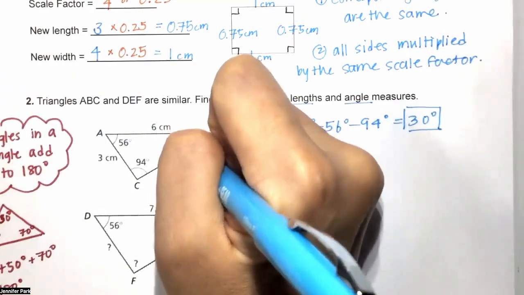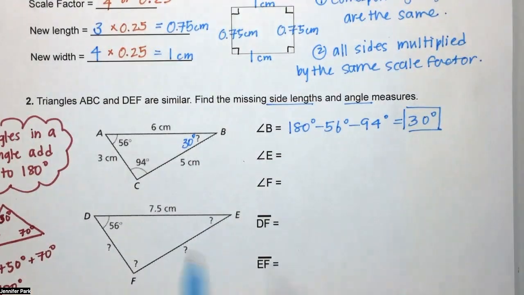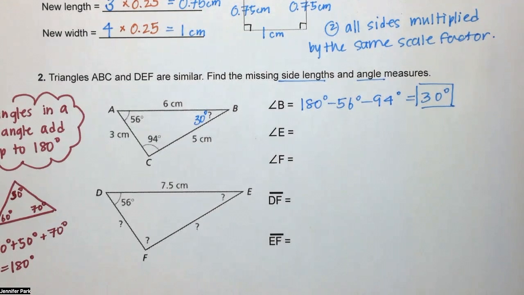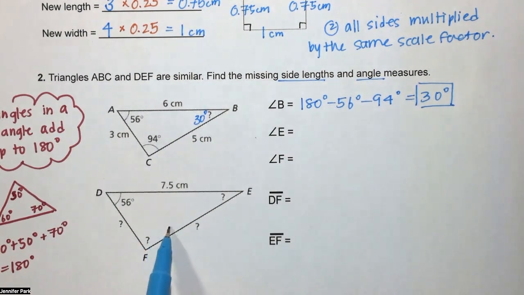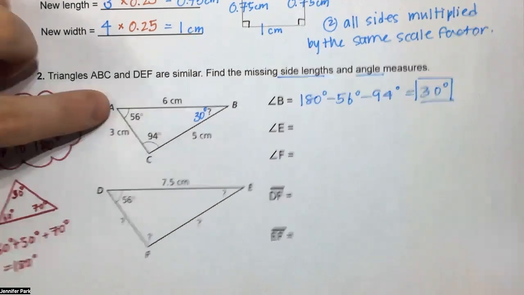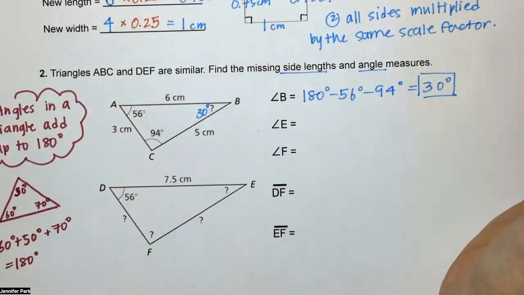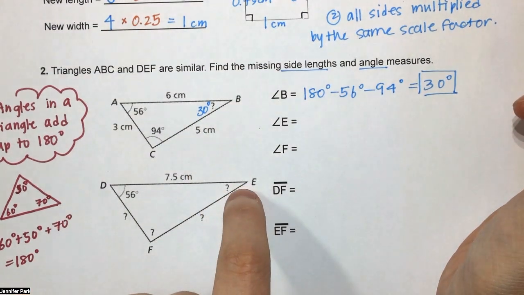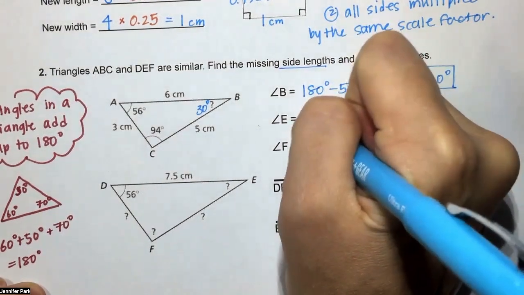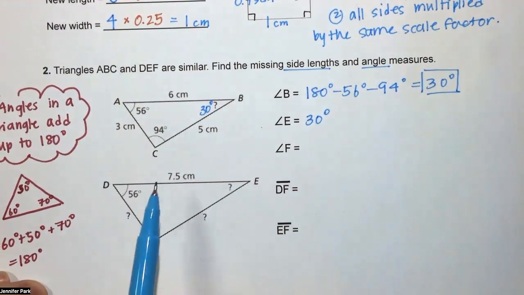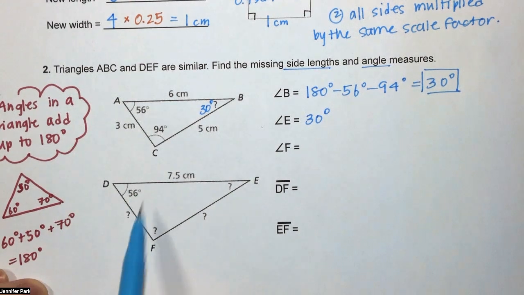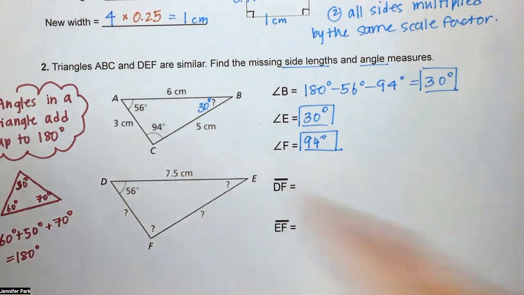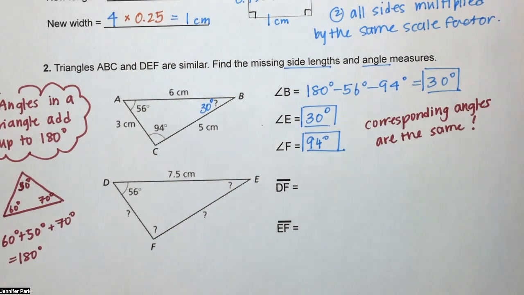Now we got that. Now DE, DF, EF. We have to find all the measures of the other triangle. Well, we know that they're similar, so all angles must be the same. So if that's 56, they're both 56, which means angle E is corresponding to angle B. So angle E is going to be 30 degrees. And then angle C corresponds to angle F. They're the matching angles, so F should be 94 degrees. So we're going to write a note here. Corresponding angles are the same.